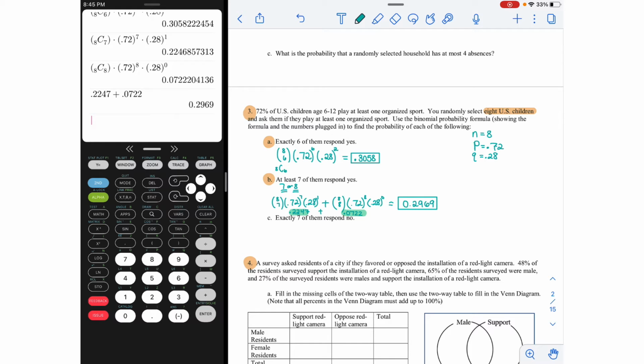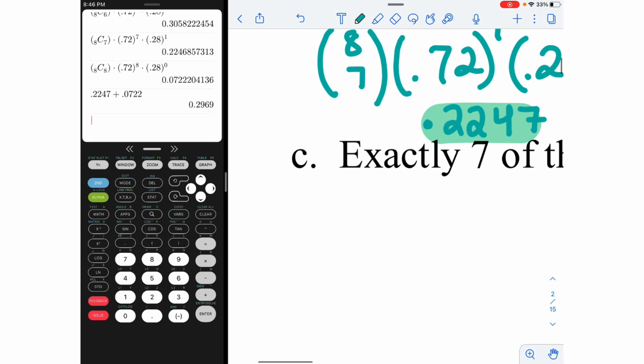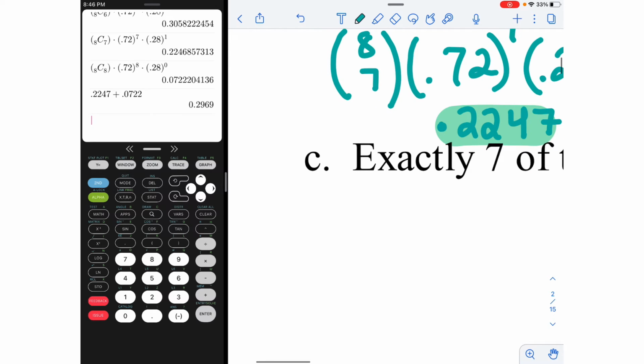You know what? I might as well do the last one. It says exactly 7 of them say no. There's more than one way to do this. I actually disagree with the answer key. So this is how I would do this one. There's, I guess, 2 ways to do this. If 7 of them say no, that means only 1 of them says yes.